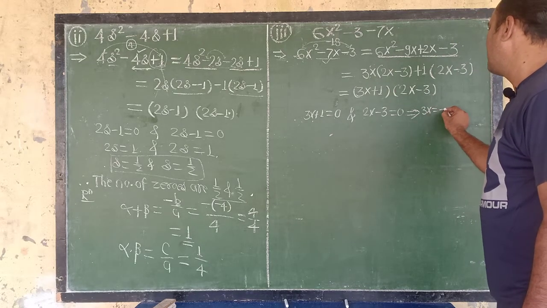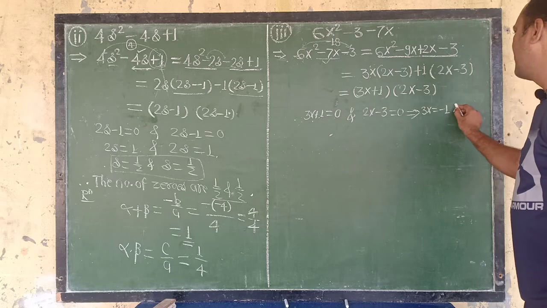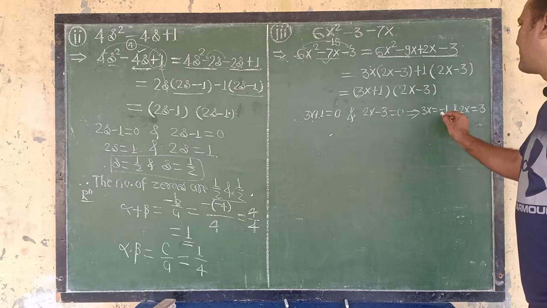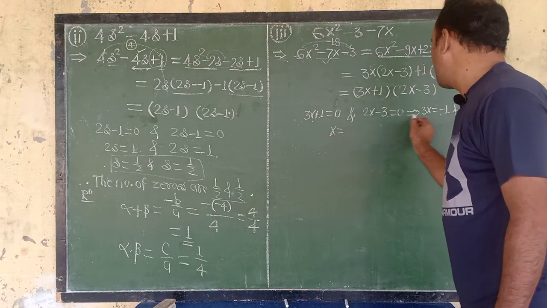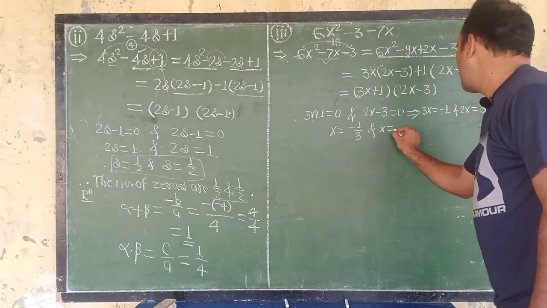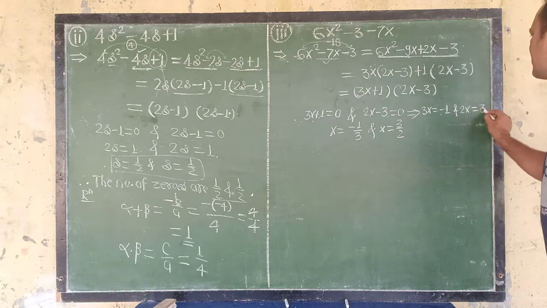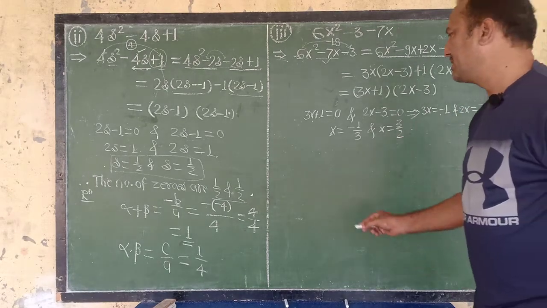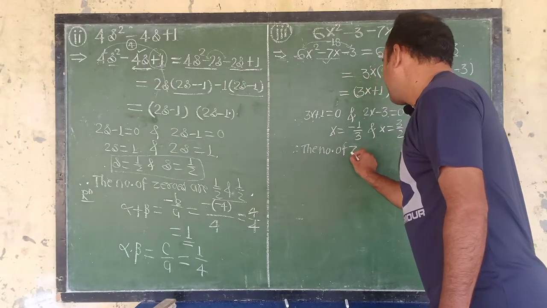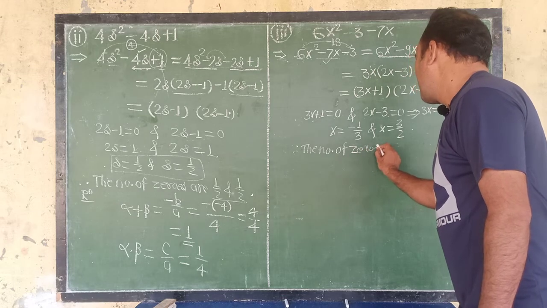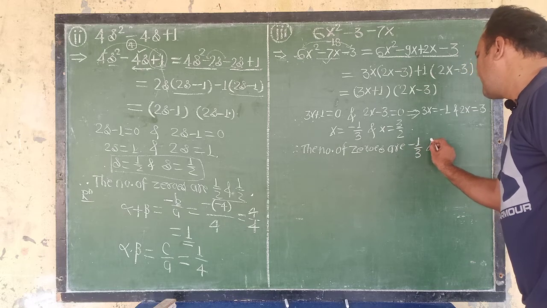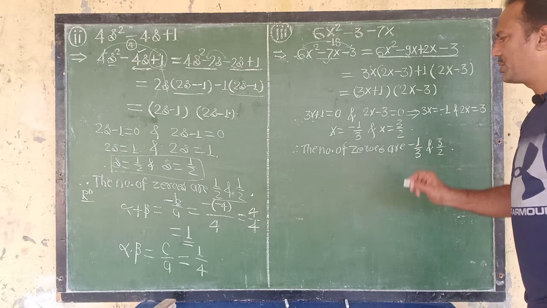Simplify this one. 3x is equal to minus 1. Change the side. And 2x is equal to, changing the side, plus 3. It means x is equal to minus 1 by 3, and x is equal to 3 by 2. Therefore the zeros are minus 1 by 3 and 3 by 2.